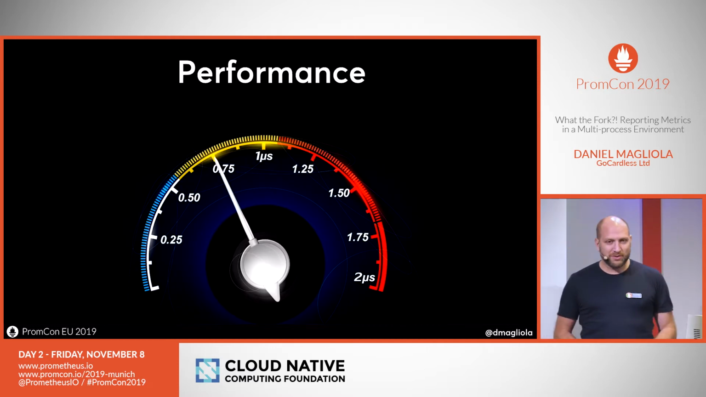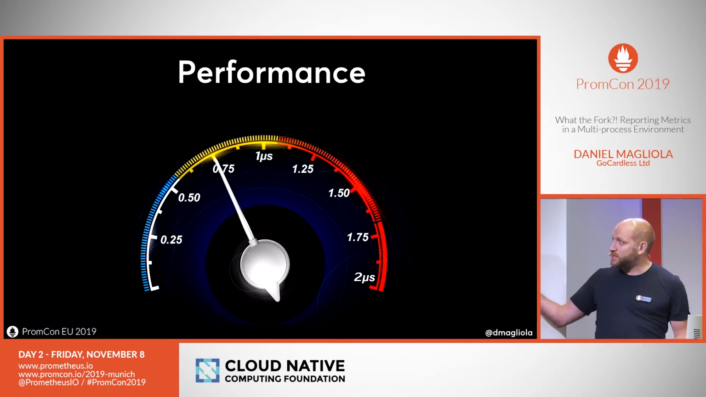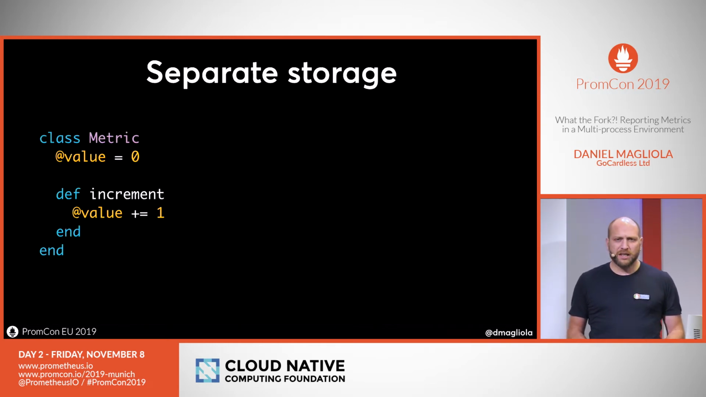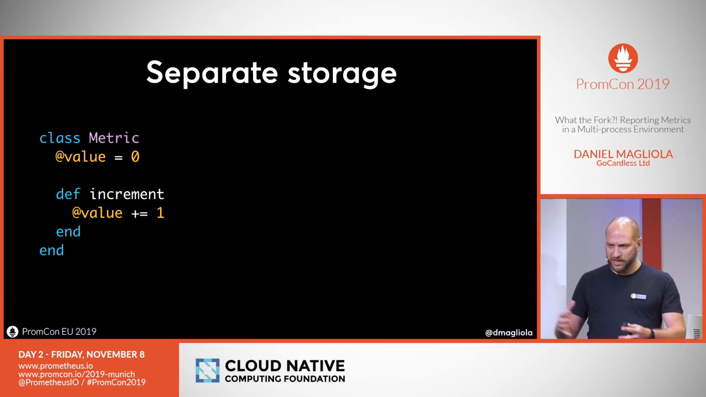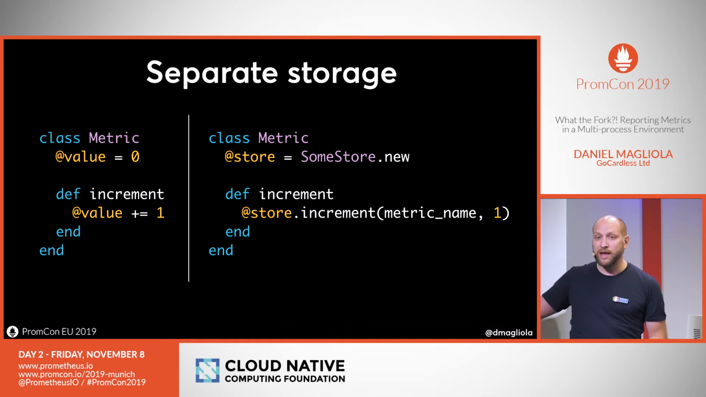So whatever we did to solve this, it had to be fast, and we had an actual target. We wanted to be able to increment counters in less than a microsecond. Finally, there was one more thing that we and the maintainers agreed that we wanted to do. Instead of having metrics classes like this one, where we store the value of the metrics in an instance variable, we wanted to have a separate place to store these numbers. We wanted to have interchangeable stores. So it goes from something like this to something more like that.